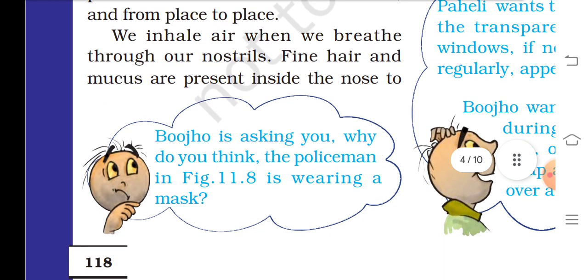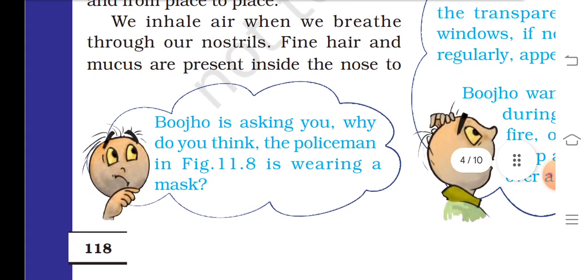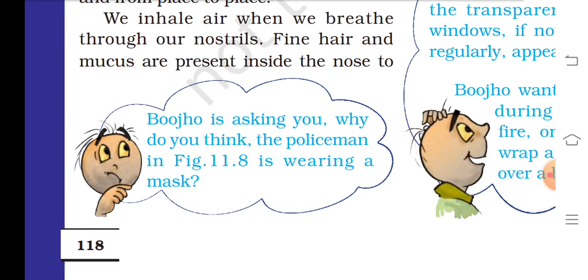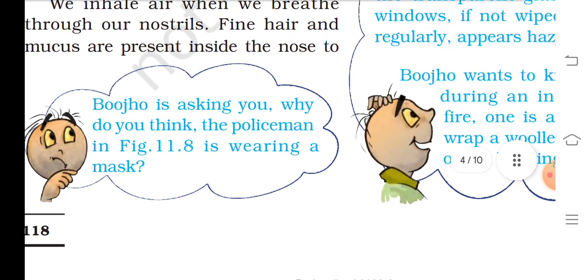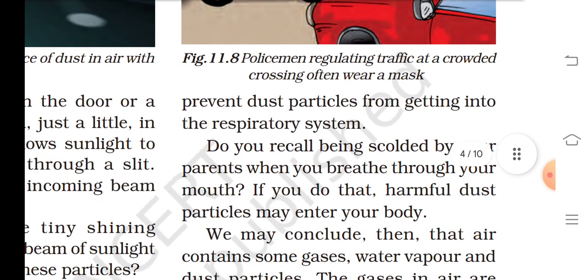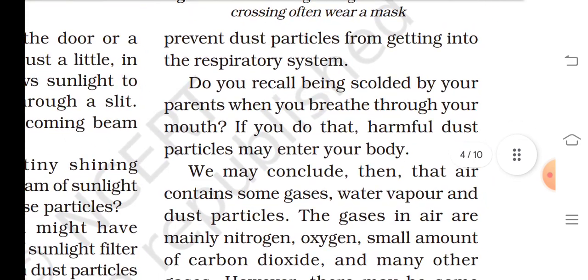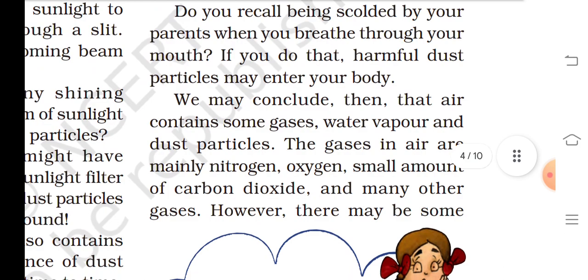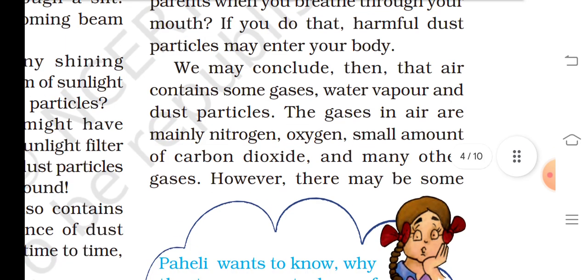We inhale air when we breathe through our nostrils. Fine hair and mucus are present inside the nose too. Bojo is asking you, why do you think the person in figure 11.8 is wearing a mask? To prevent dust particles from getting into the respiratory system. Do you recall being told by your parents not to breathe through your mouth? If you do that, harmful dust particles may enter your body.